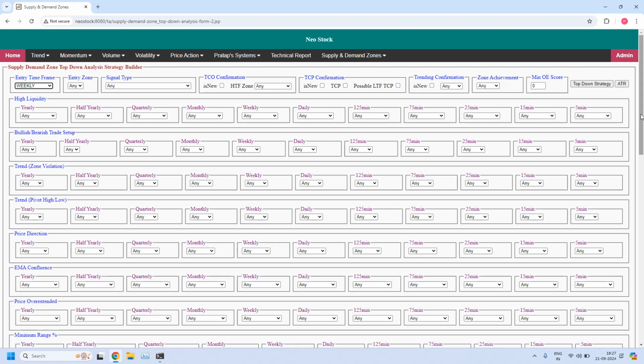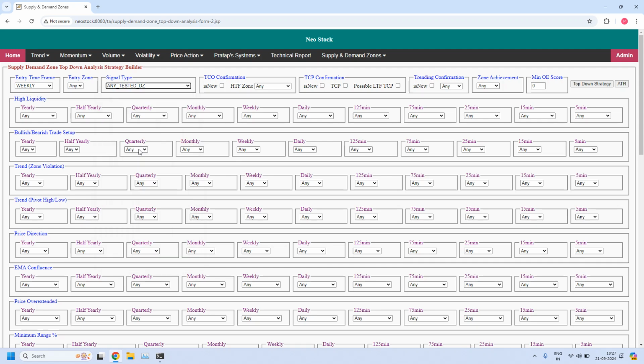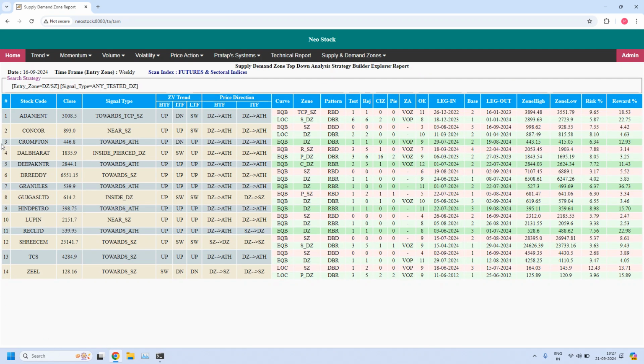In the next report for weekly time frame, let us find the stocks that are tested during this week. The demand zones tested, the stocks having demand zones tested during this week. All these 14 stocks having demand zones are tested during this week.